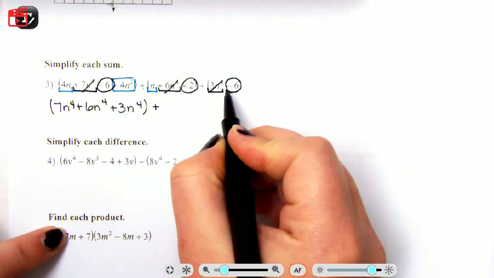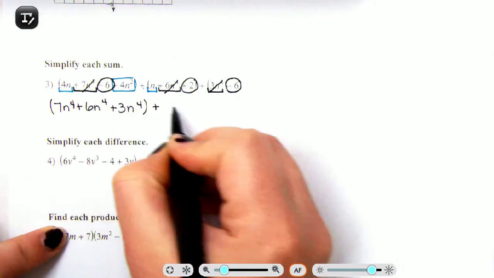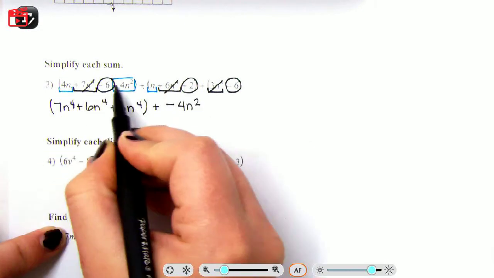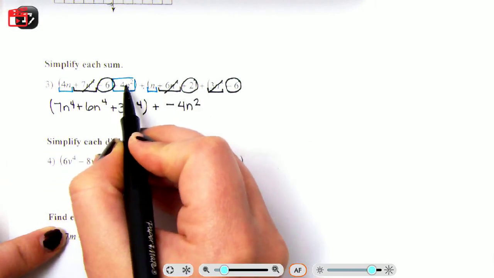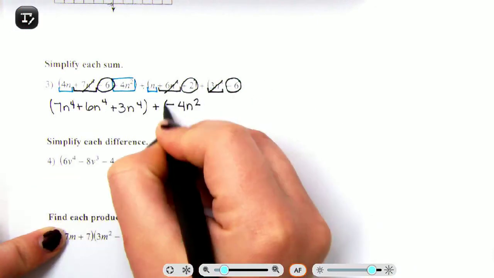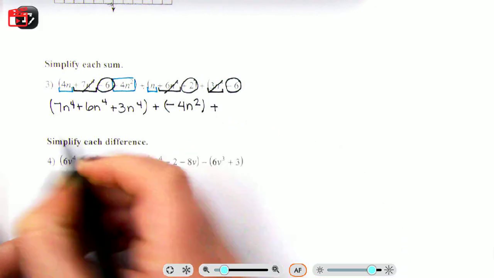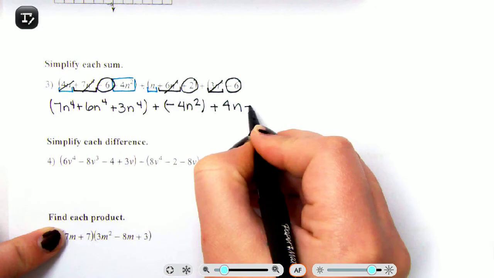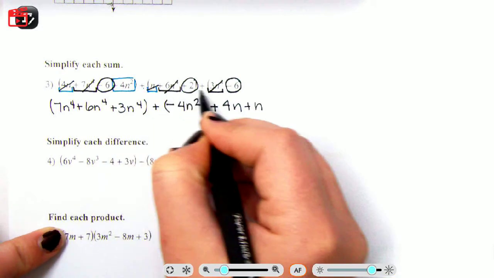Then I have my n squared, so I have a minus 4n squared. And I do believe that was the only one. I know this because here's my square rectangle, and I don't have any more rectangles here. So that's on its own. And then I have 4n, I have an n. Looks like that took care of it.